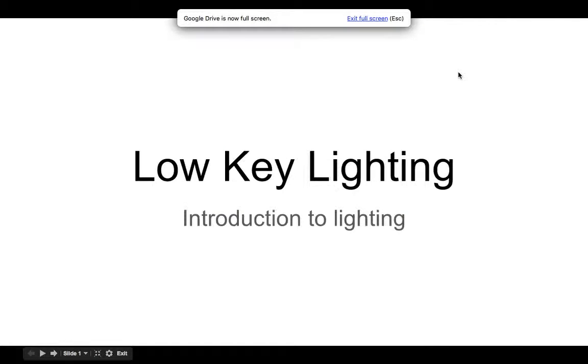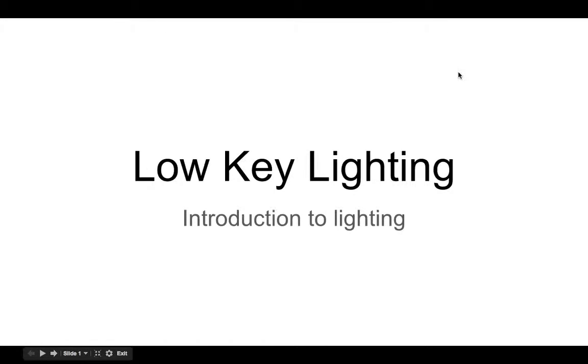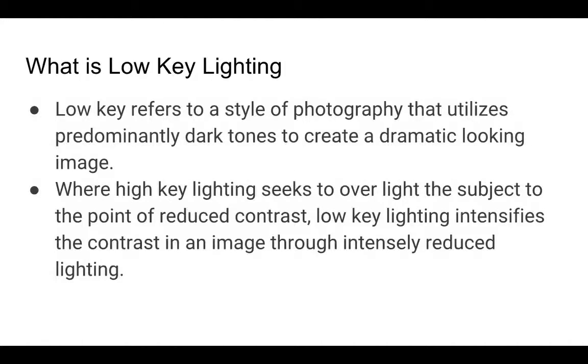All right, low-key lighting. You might think of the "down low" when we think low-key, meaning there's very little, and that's what we're going to be talking about: using a little bit of light to take creative and interesting pictures. So this is a good definition. Low-key refers to a style of photography that utilizes predominantly dark tones to create a dramatic-looking image, meaning we're going to really push the darkness in our pictures to make them look more impactful and dramatic.